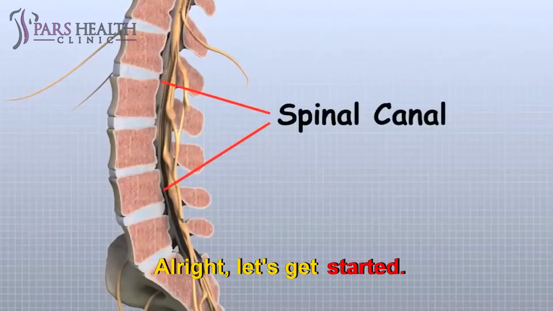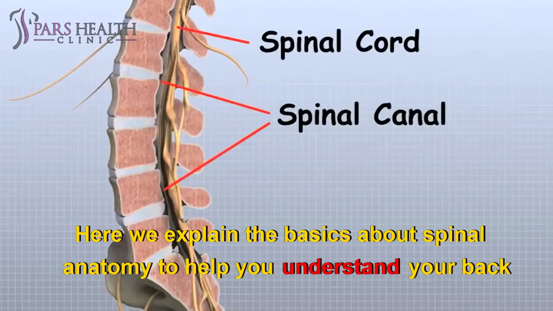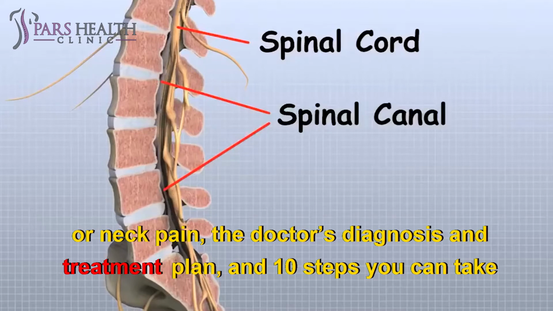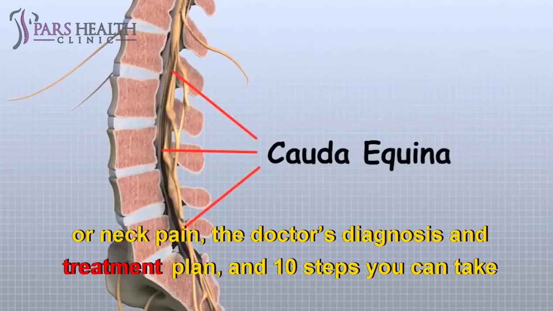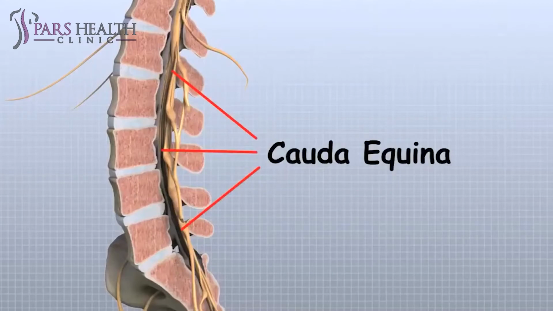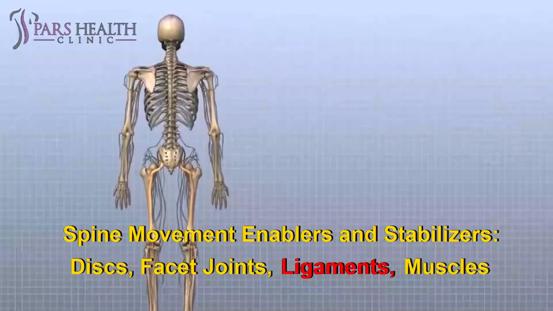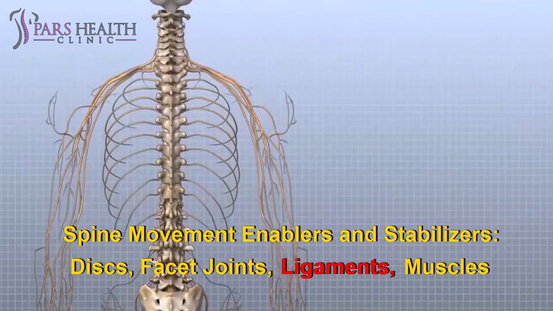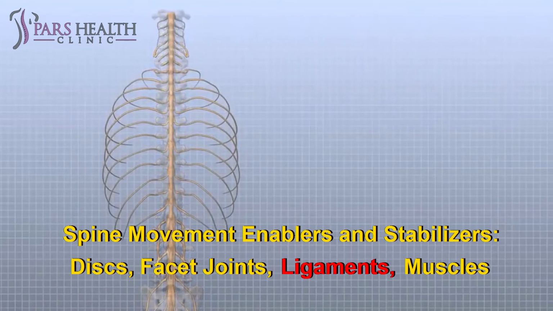Alright, let's get started. Here we explain the basics about spinal anatomy to help you understand your back or neck pain, the doctor's diagnosis and treatment plan, and 10 steps you can take today to help prevent a spine problem. Spine movement enablers and stabilizers: discs, facet joints, ligaments, muscles.